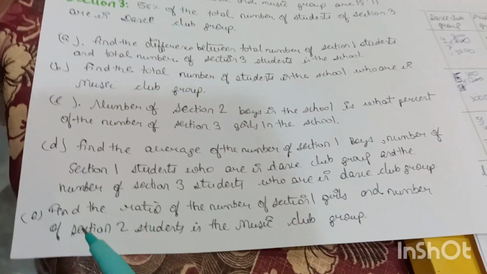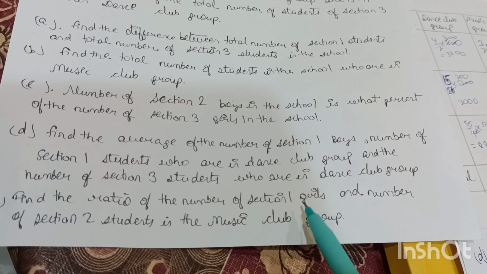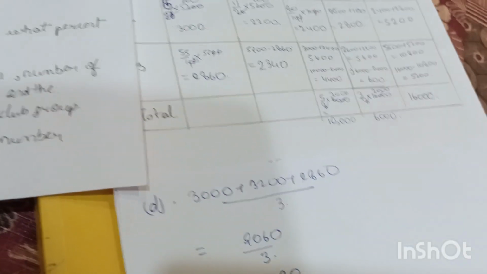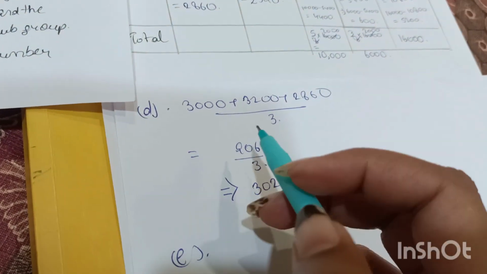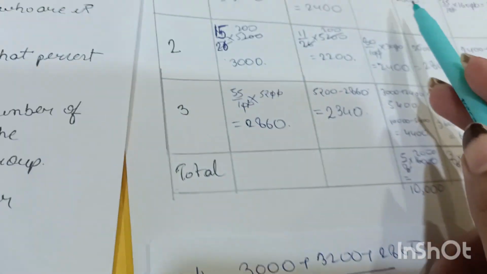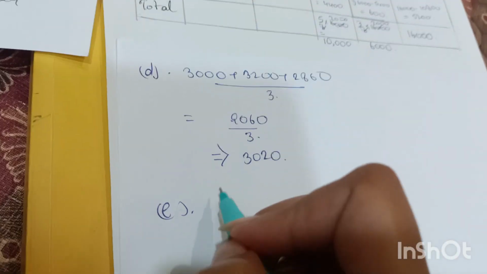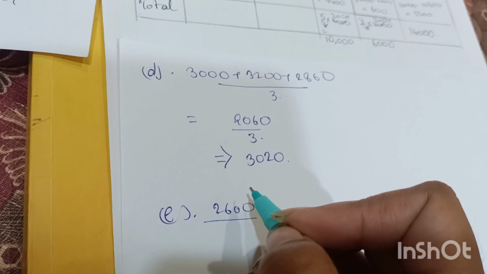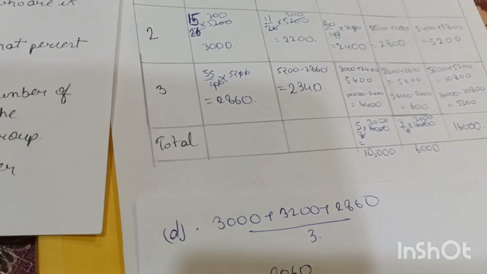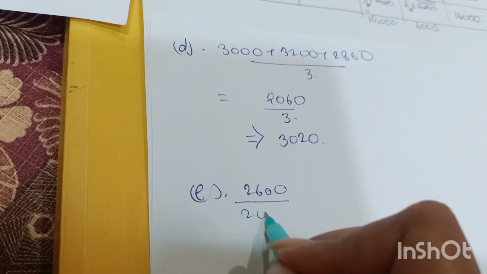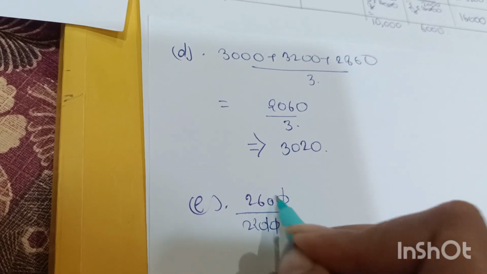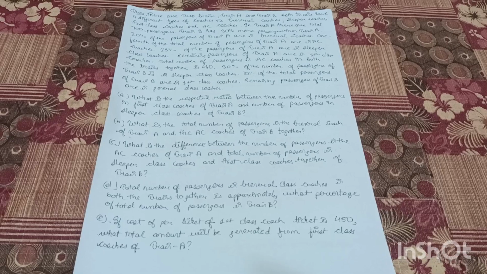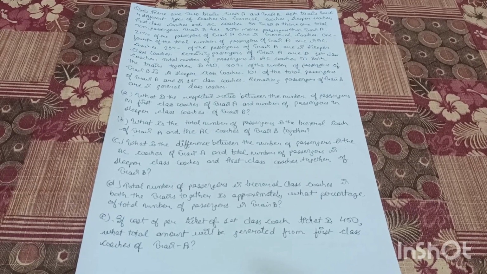So now for E, you have to find the ratio of girls in section 1 and students in music group in section 2. So girls in section 1 is 2600, and music club group in section 2 2200. So when you will cancel it, you will get the value as 13 upon 11. So the next question is on your screen. You may solve it out.